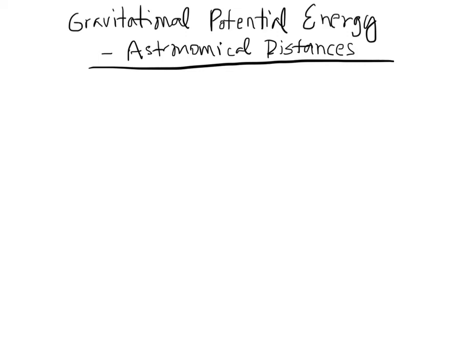Okay, in this screencast we're going to talk about gravitational potential energy at astronomical distances. Before I get into the equation for that and a little explanation of it, I want to first stress what our gravitational potential energy formula is when you're near the surface of the Earth. So Eg, which again is the same as Ug in your textbook, is equal to mg times h.